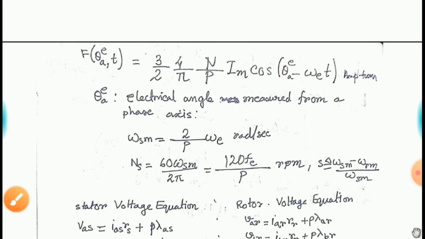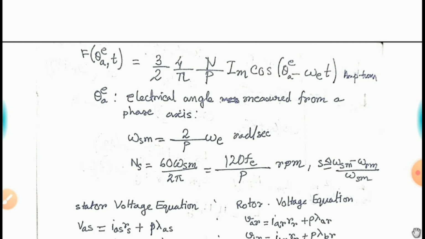So this 3 by 2, we all are acquainted with. Then the remaining term is 4.44 k omega, where k omega is our winding factor. Here, although I have not mentioned the winding factor, I just consider this N. This N is actually k omega into N, because mentioning k omega will complicate the overall understanding. So this is the stator MMF.